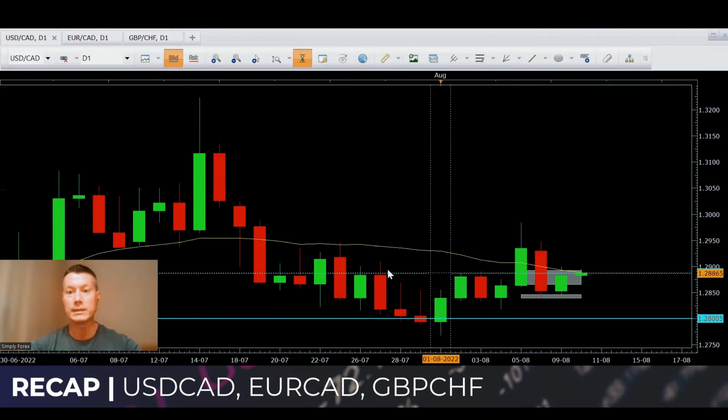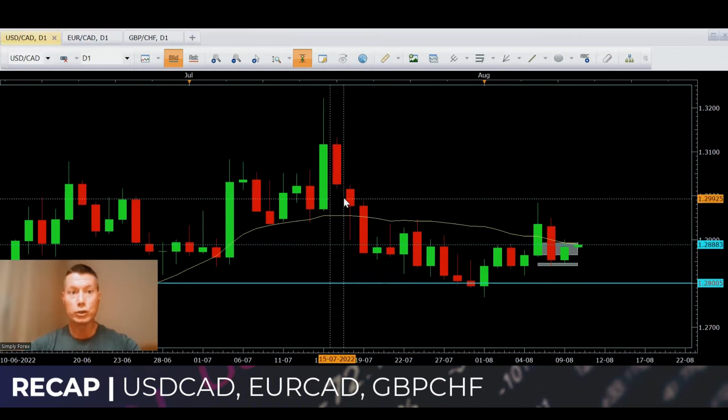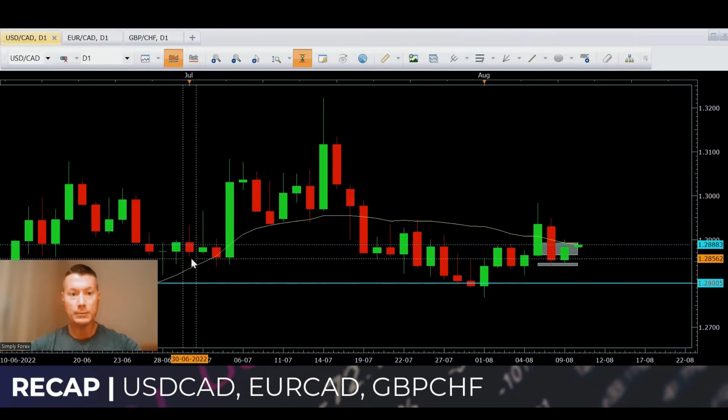The first one was this. This is the US dollar against the Canadian dollar, and we were looking to short this pair, guys. Price was in an uptrend, higher highs, higher lows, higher highs. But then price broke down. It broke this low here, and even broke these lows here, guys, as well.